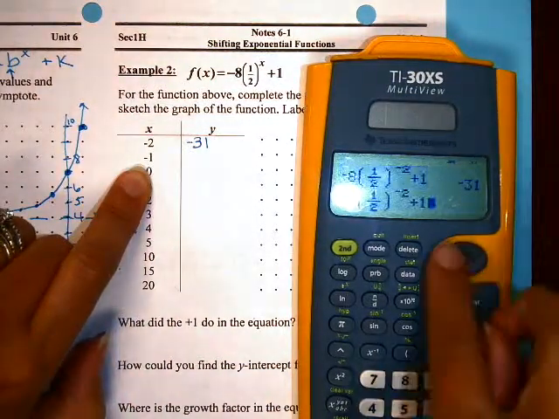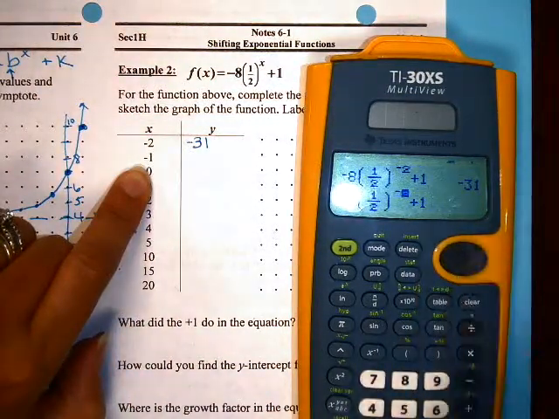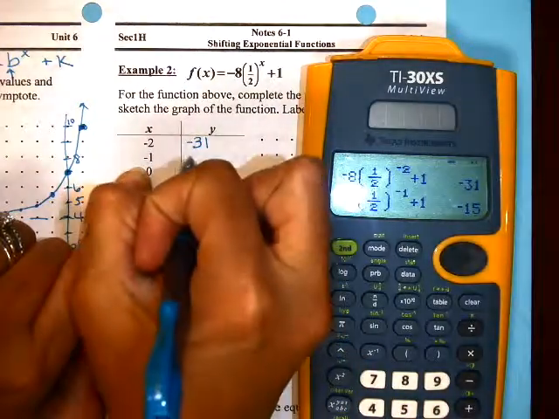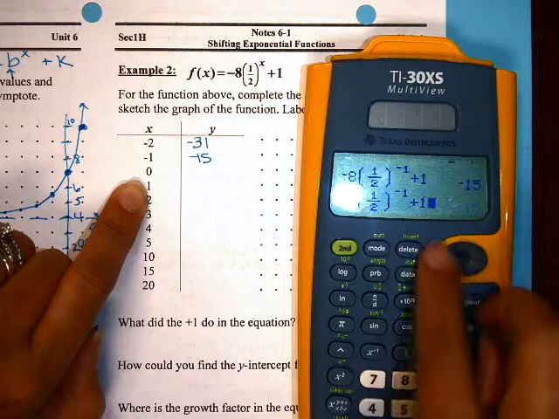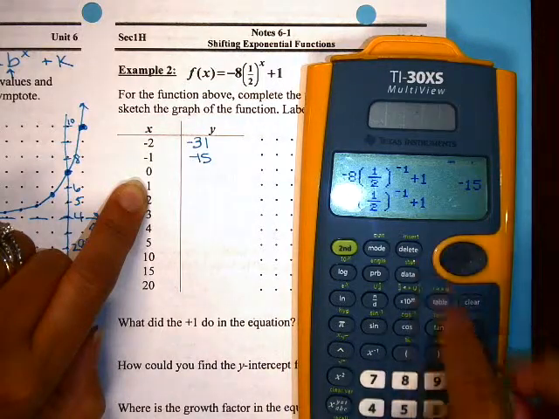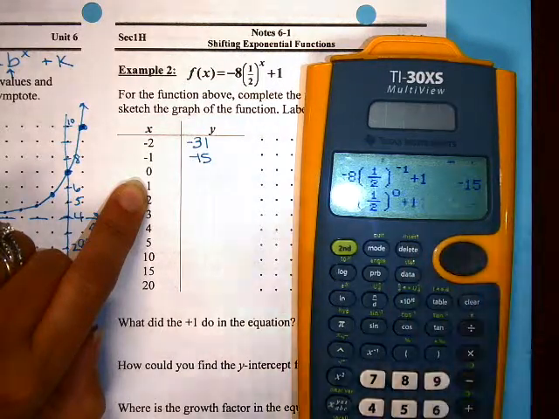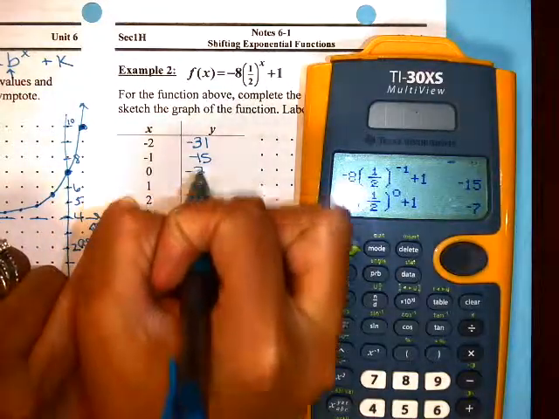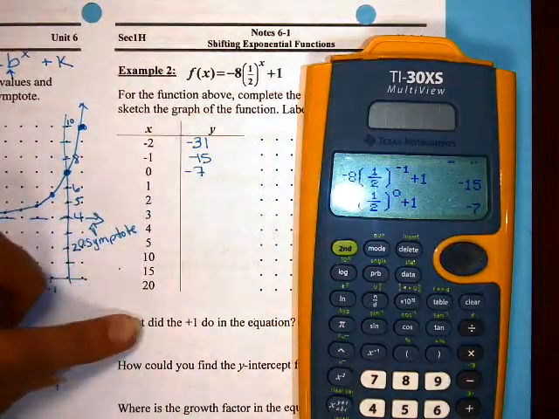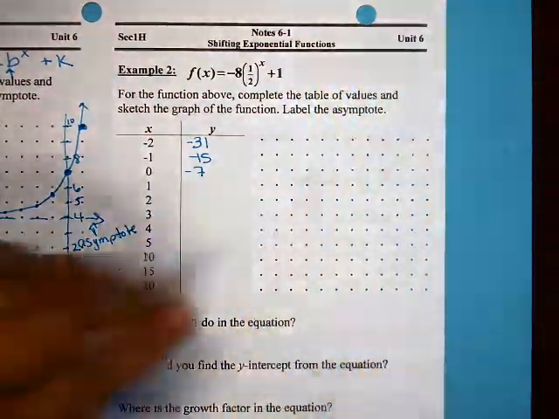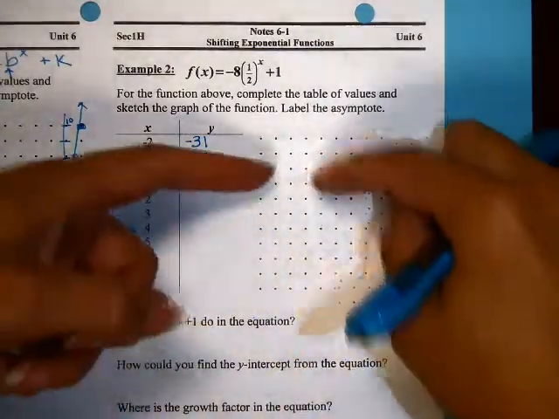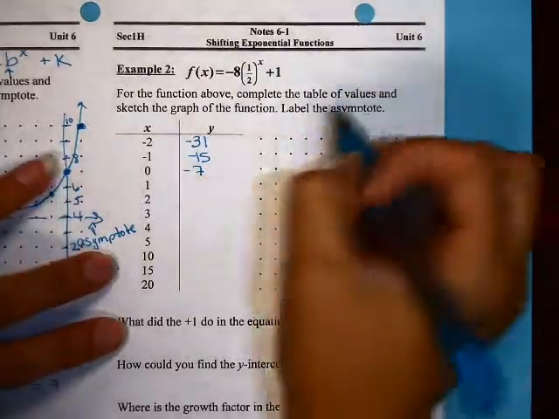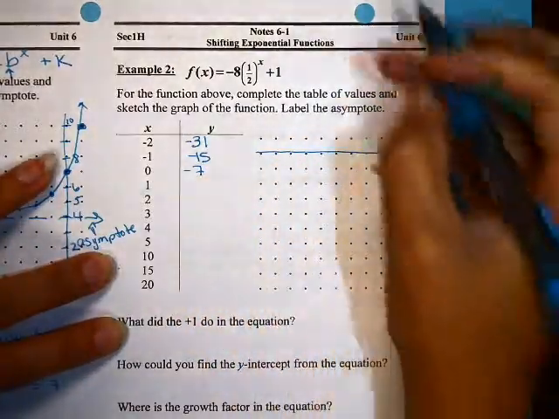Let's put in negative 1 for x and see what y equals. Negative 15, 0, negative 7. Okay, so go ahead and fill in the table. While you're doing that, I'm going to start drawing my x and y axis so you can see where I decided to put them. I wanted a lot of negative space, so I'm putting my x-axis here.